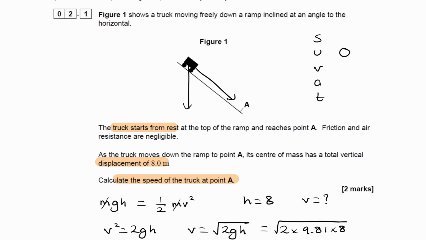We also don't have a final speed. We also don't have time. We also don't have acceleration. Acceleration you can work out from the component of weight that will be parallel to the slope. We don't have any information about that either. So for that reason we can't use suvat, and that's why I used energy conservation here instead.